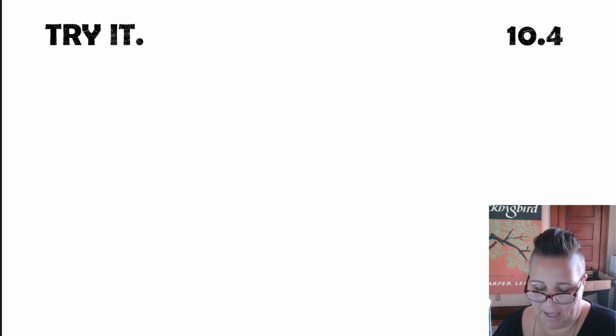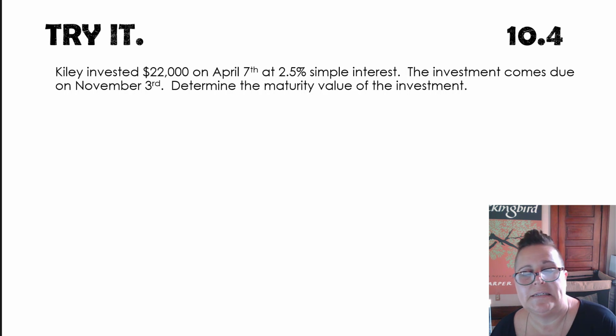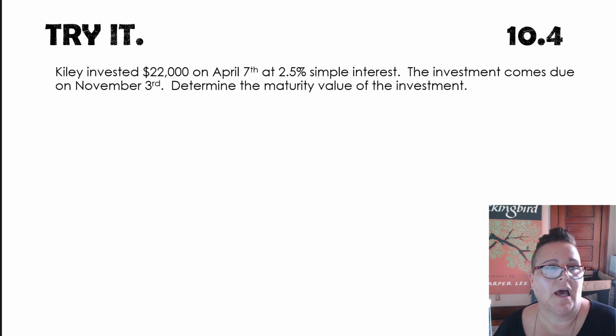Second example, Kylie is going to invest $22,000 on April 7th at 2.5% simple interest. The investment comes due on November 3rd. Determine the maturity value of this investment. Two things. They said simple interest. They did not tell me if it was ordinary or exact. Since time is days of April 7th and November 3rd, I'm going to assume that they mean ordinary because that's our default position. We're going to go to ordinary. And they want just the maturity value. So in this example, I'm not going to figure out interest first. You certainly could if you wanted to.